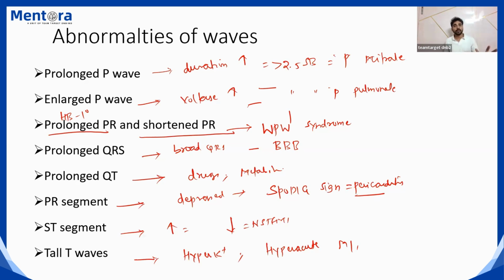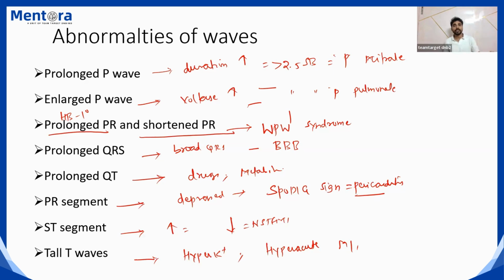P is less than 2.5 small boxes, QRS is less than 3 small boxes, the PR interval is 3 to 5 small boxes, and the QT interval is 10 small boxes. Each small box is 0.04 seconds. That's it. If you remember this, it's very easy. Just take an ECG, see the number of large boxes between two R waves. You can calculate 300 divided by the number of large boxes between two R waves. Rate is done. Keep it aside.